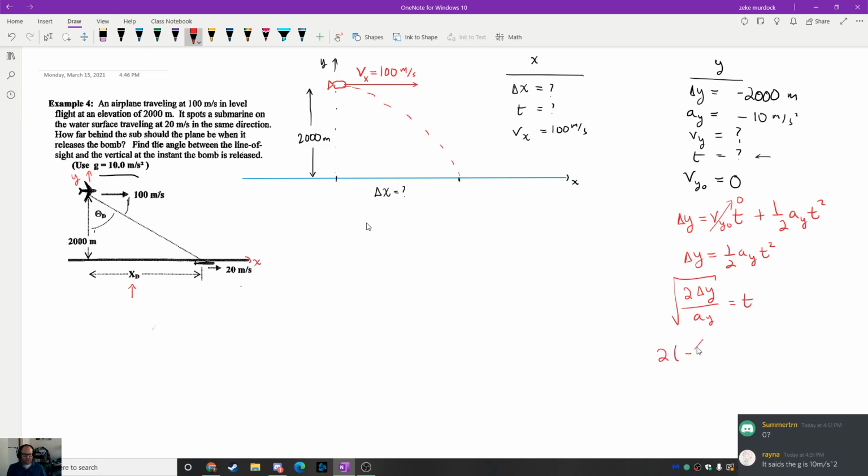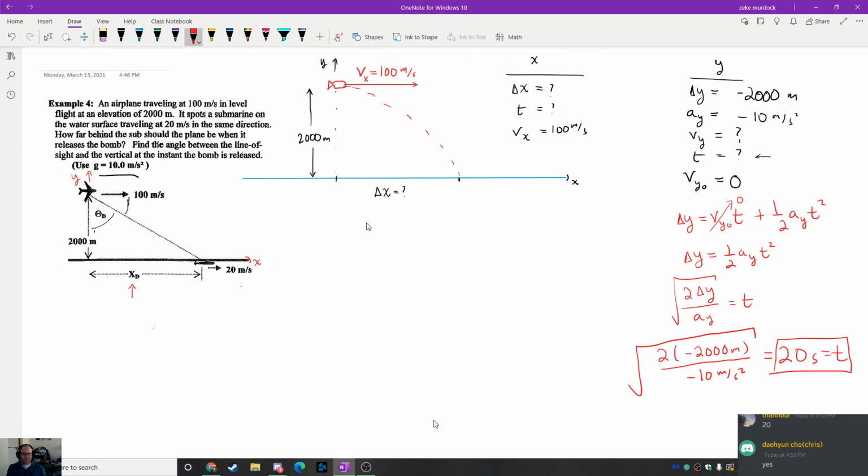So we do 2 times negative 2,000 divided by ay, which is negative 10. We square root this. Let's see. That's actually 20, isn't it? Square root of 400, right? So it's 20, yeah. So that's our time. 20 seconds. God, that seems like a long time, but I guess if you start from 2 kilometers up, it could take 20 seconds. Yeah, 2 kilometers is really high. That's much taller than any building. Okay, so that's our time.